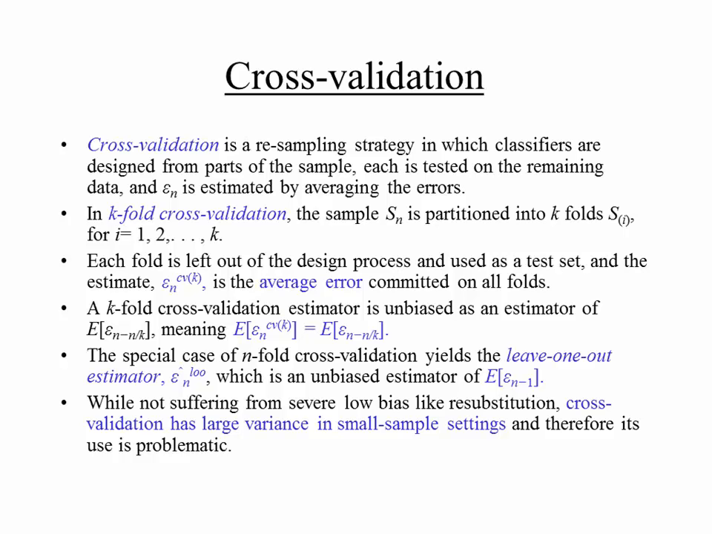In this case, the error estimate is unbiased. If you have n data points and you do n-fold cross-validation, that means you'll basically leave one point out, and that's called leave-one-out error estimation. While not suffering from severe low bias like resubstitution, cross-validation has the problem that it has large variance, which can kill you in small sample settings, and therefore its use is also problematic.